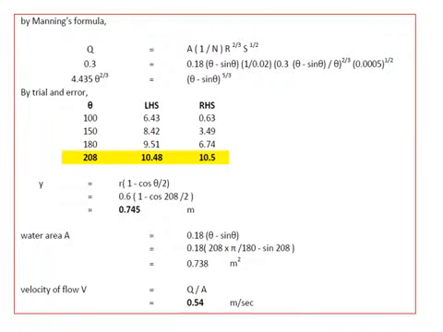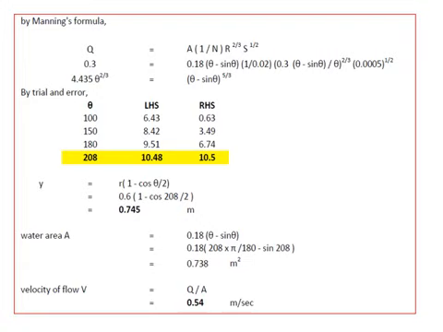So now you have to use the Manning's equation, that is Q is equal to A into 1 by N R to the power of 2 by 3. Knowing discharge, that is 0.3, and area is known as 0.18 into theta minus sin theta. So you have to substitute N, then you have to substitute R in the form of A by P, and you will get this equation. I have solved this equation, so just take this as simplified.